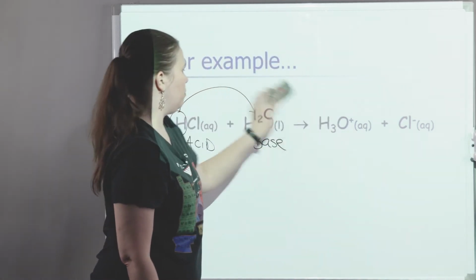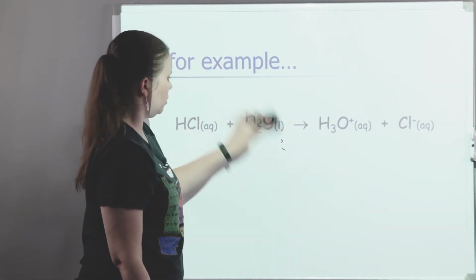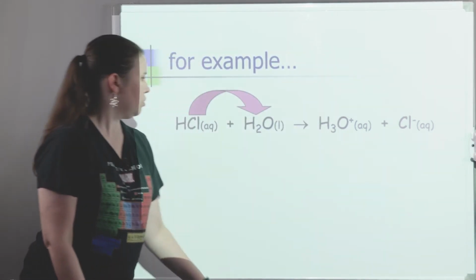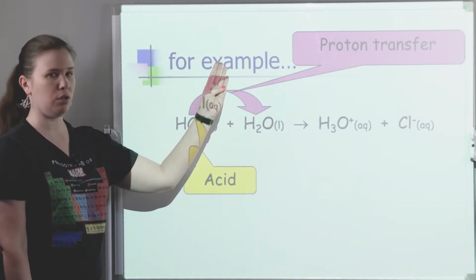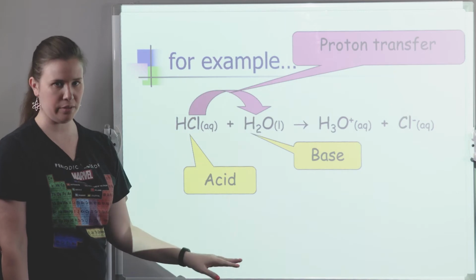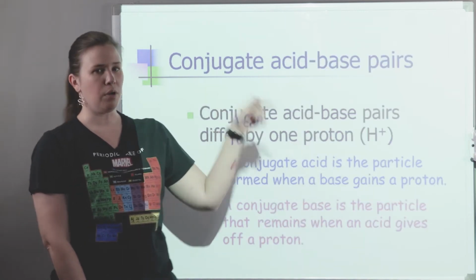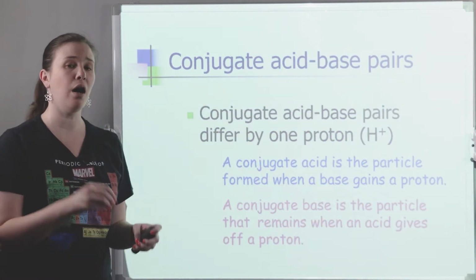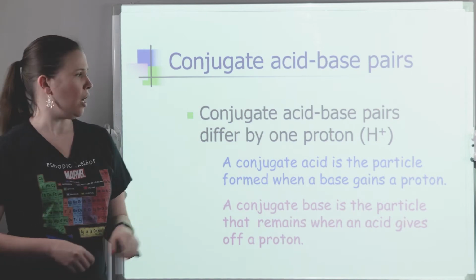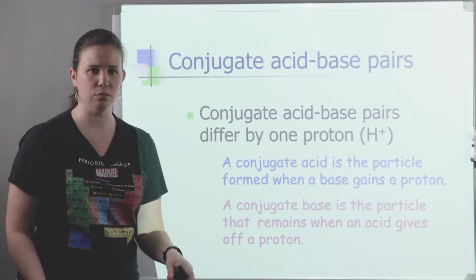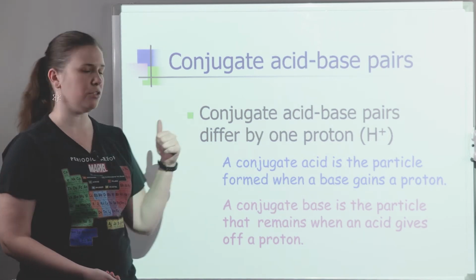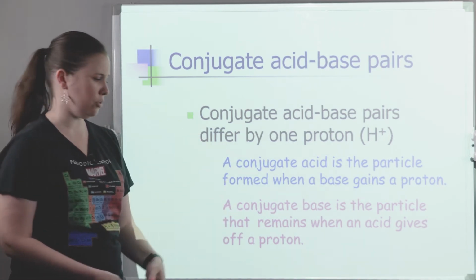So with Bronsted-Lowry, we've got to look at where the proton transfer occurs. Wherever it comes from is my acid. Wherever it goes to is my base. Now let's look at the product side. We're going to look at something called conjugate acid-base pairs. I always think of conjugate as complementary, like left shoe, right shoe. So an acid could have a conjugate base, and a base can have a conjugate acid.